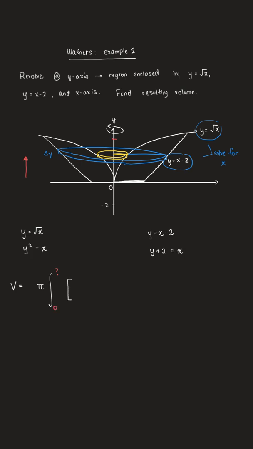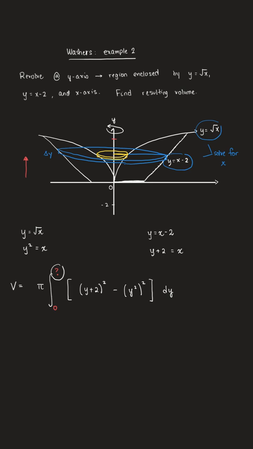Outer radius falls on the line, which means that that will be y plus 2 squared. Take away inner radius falls on the square root function, which is y squared squared, right? Outer radius, inner radius squared, and we have a dy. But what I do need to find is I need to figure out what that upper limit of integration is going to be when we're integrating upward.